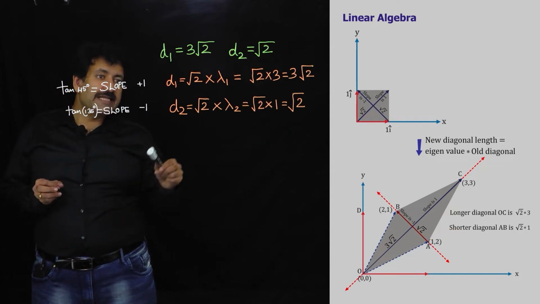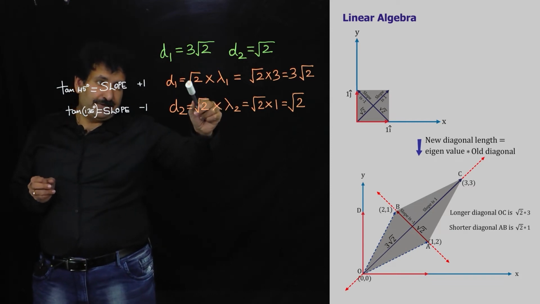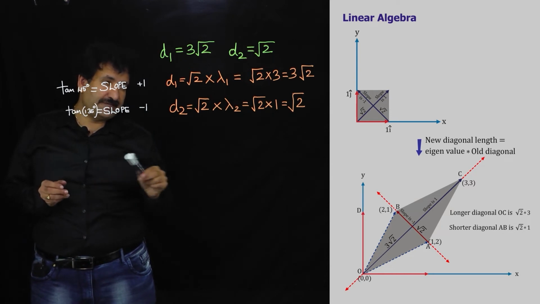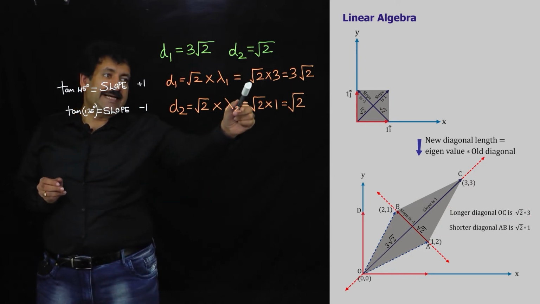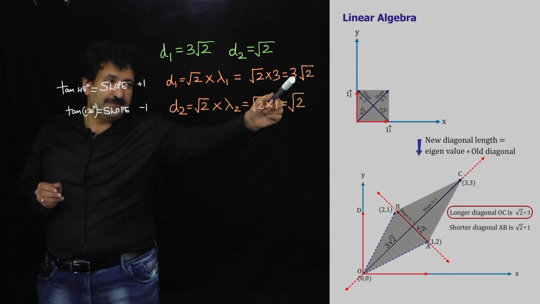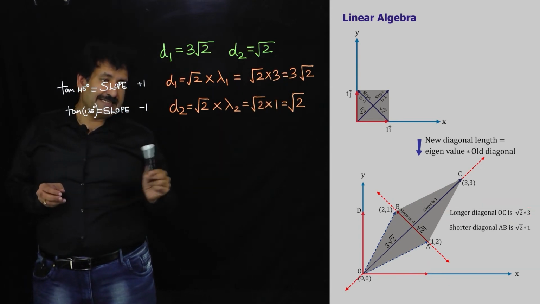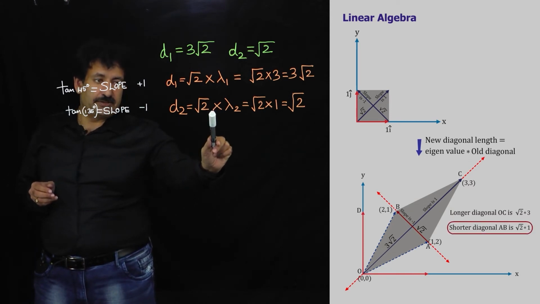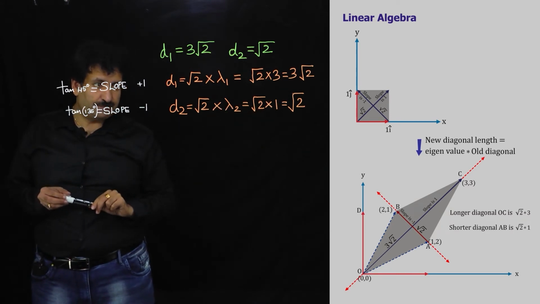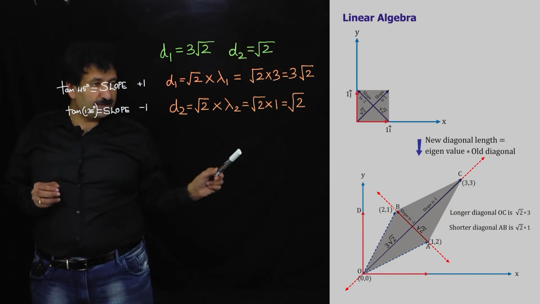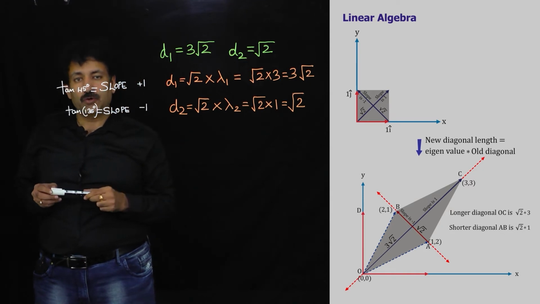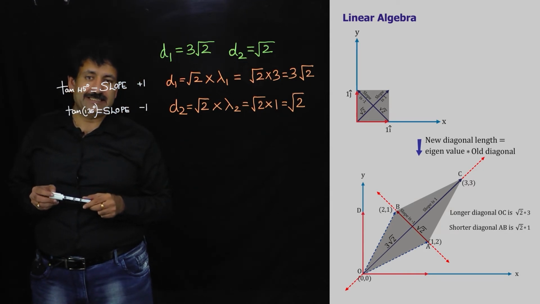And you can also see that the diagonal 1 is scaled by lambda 1. If I say the first eigenvalue is 3, then it gets scaled by the eigenvalue and it becomes 3 root 2, and the second eigenvalue is 1, so therefore the diagonal gets scaled by 1, root 2 into 1 is root 2. But what is also to be noted is that the eigenvectors are those which hold on to their span or direction even under transformation.